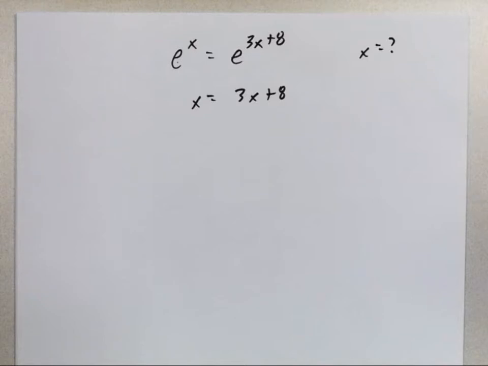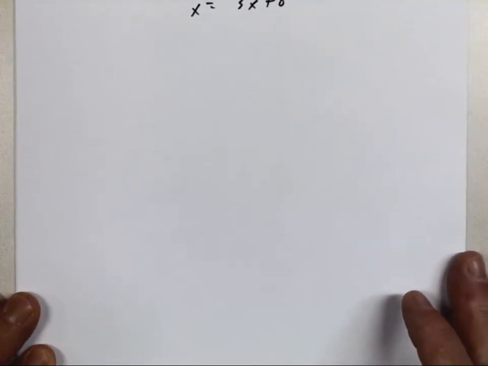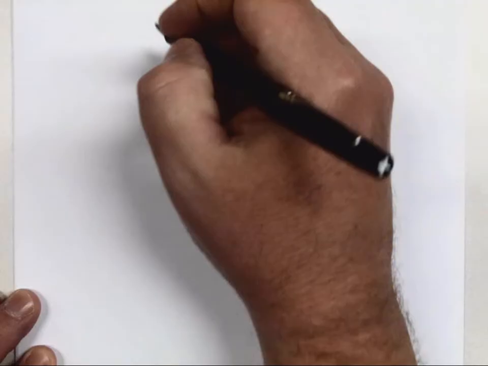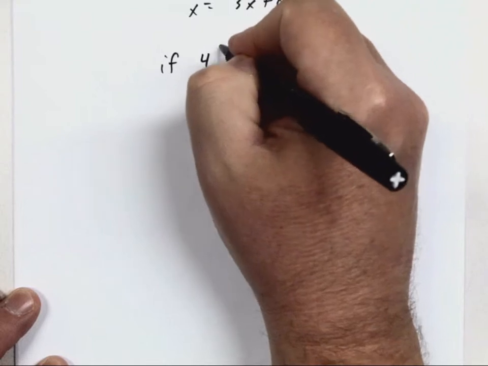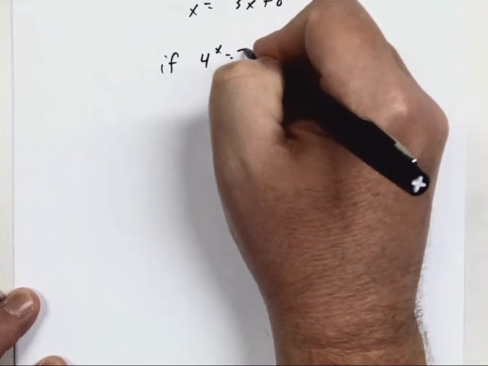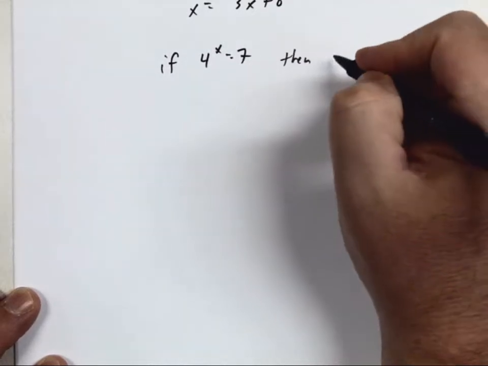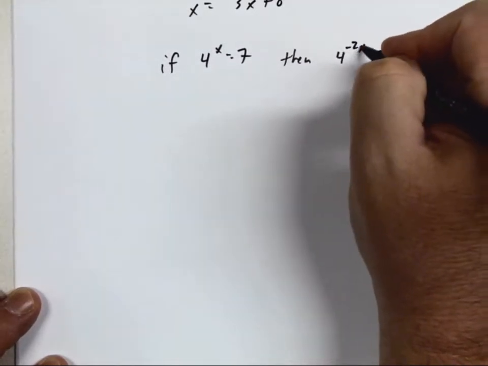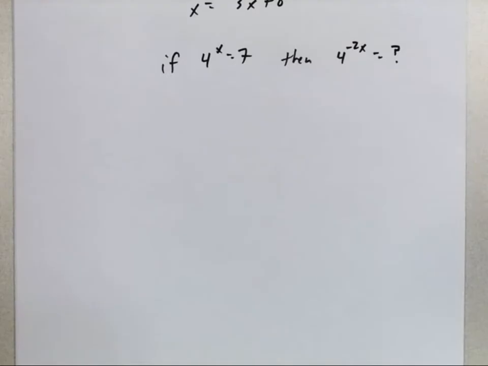Okay, now let me give you a problem that I saw in the homework. Normally I wouldn't do this, but because it was in the homework, let me give you an example of one, so maybe you won't get too stuck. The problem is if 4 to the x equals 7, then 4 to the negative 2x equals what?